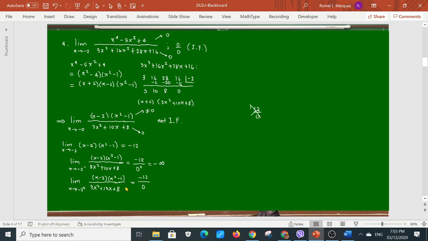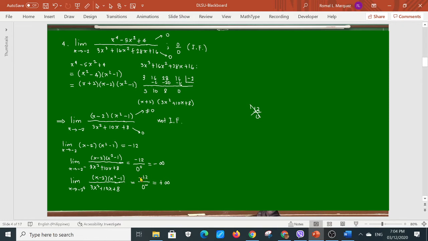So, what is to the right of negative 2? That is negative 1.9, no? Negative 1.9 to the right, okay? So, we have 1.9. So, 3 times 1.9 times 1.9 minus 10 times 1.9, then plus 8. Negative. So, it is going to 0 through negative values. So, negative, it is positive infinity.